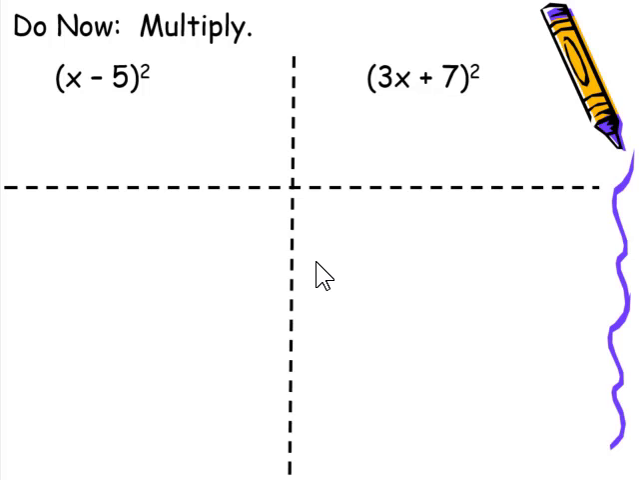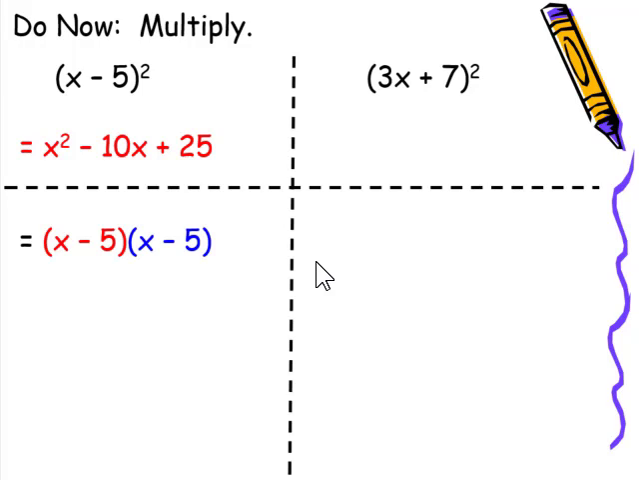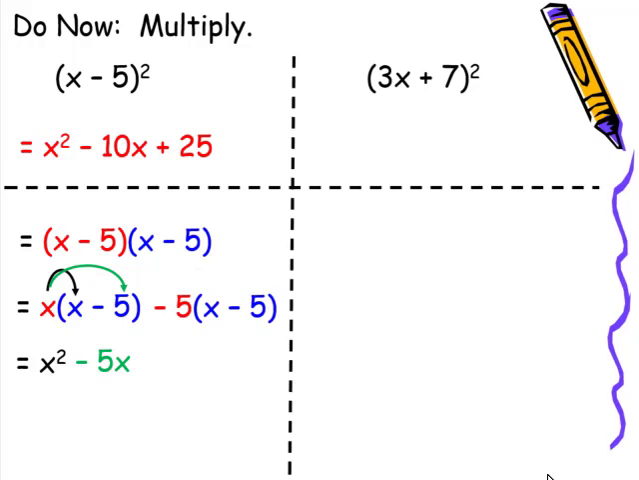Next, the Do Now question is squaring a binomial. This is mental math and we should do it like so. We should know that x minus 5 squared is x squared minus 10x plus 25. If we want to show work, we could expand: take the first term in the first binomial and multiply it by the entire second binomial. Take the second term with the sign, so minus 5, and multiply by the entire second binomial. Distribute and combine like terms.